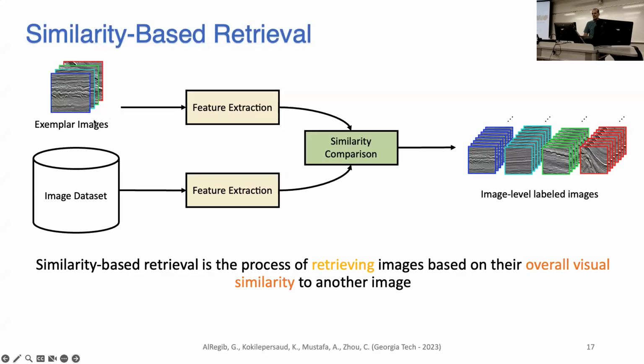So this is the similarity retrieval, very typical. You have your exemplars from the geophysicists, like 4 of them. You extract some features. You can do this using classical algorithms, or you can use autoencoders or some other approach. And then you have your dataset. You extract the same features and you start to build some kind of similarity comparison between them.